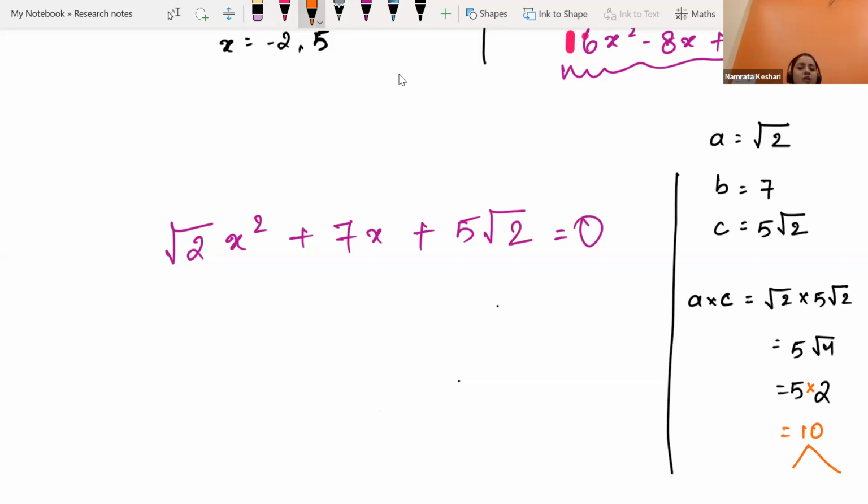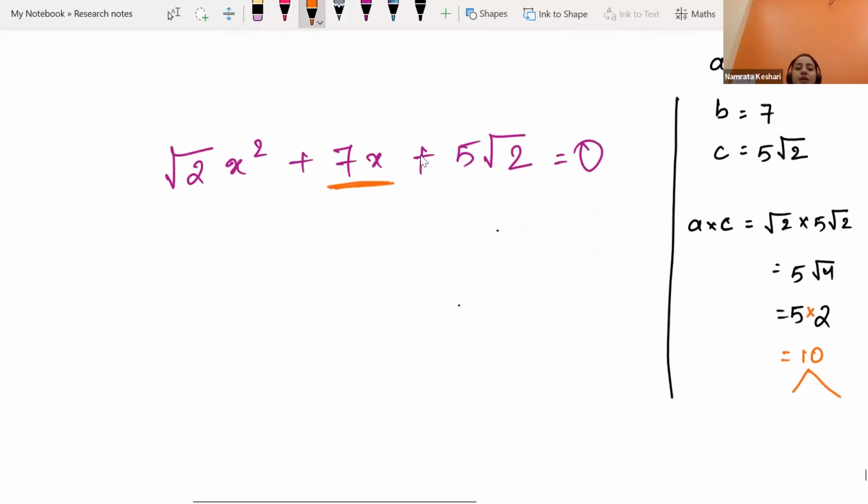Now we will follow the same process. We will try factorizing this 10 by using two numbers which added together or maybe subtracted together will generate the middle term, that is 7. It's 2 and 5. So plus 2x plus 5x plus 5 root 2. Now the same process we will repeat.